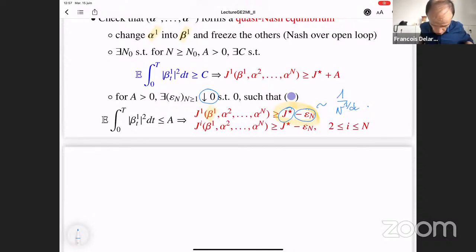And so tomorrow I will restart with something that is more difficult. This is what we call the master equation. And the objective is to regard the MFG system as a system of characteristics, exactly as we did for the Burgers equation, but now in infinite dimension. Okay, thank you.